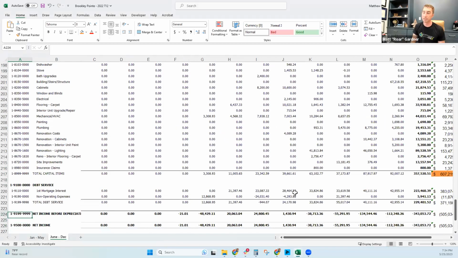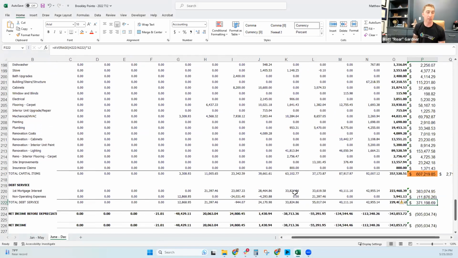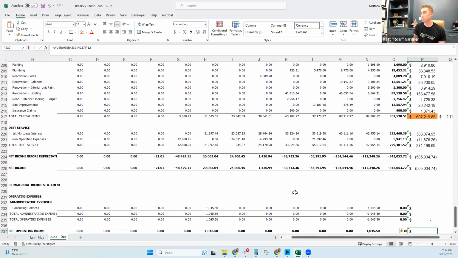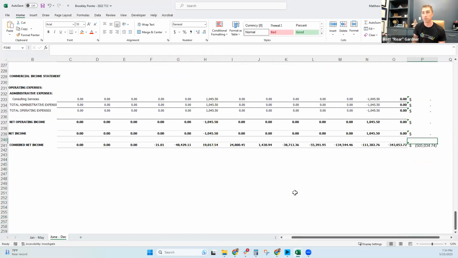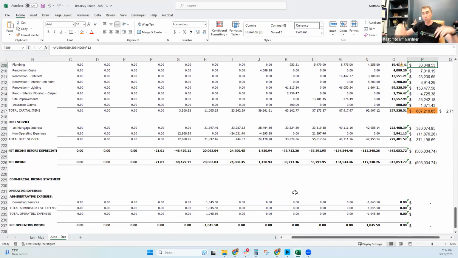Okay, let's see what else we got here. Debt service. Debt service, you take with a grain of salt. It doesn't really matter because you're going to have different debt service, unless you are assuming the loan. Then you can look at their debt service and see what's going on there. Cool. I thought there was one more thing, but I guess that's it. And so that's how I go through the T12.